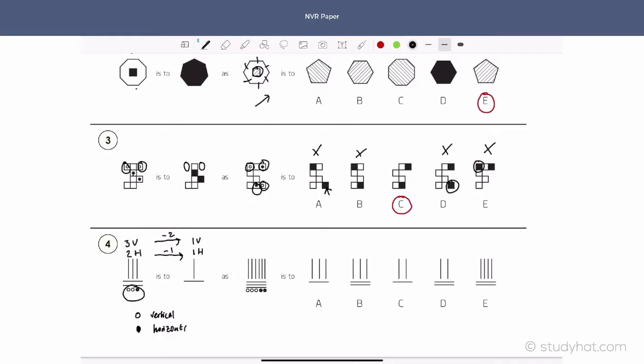So here we've got 1, 2, 3, 4, 5, 6 vertical and 3 horizontal. We've got 3 white squares, so this is going to go down by 3. So we want to have 3 verticals. 2 black squares, so this is going to go down by 2. It's going to be 1 horizontal. So 3 vertical and 1 horizontal, we can see is answer A.